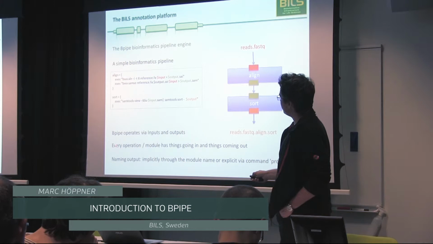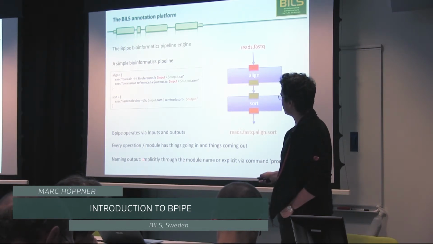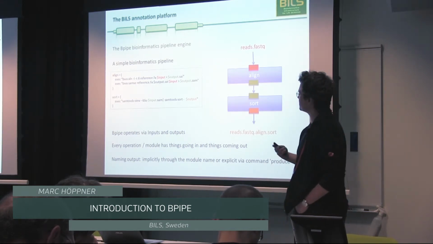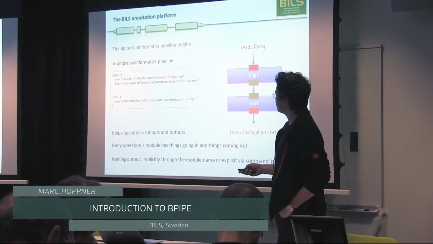So as I said, every operation or every stage has things going in and has things coming out. And the name of the output is basically implicit through the stages, or if you want to have specific names, you can also do that with reserved functions.